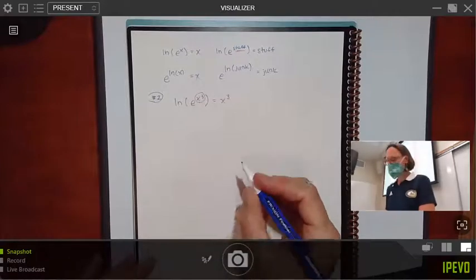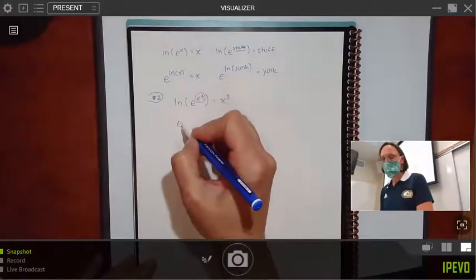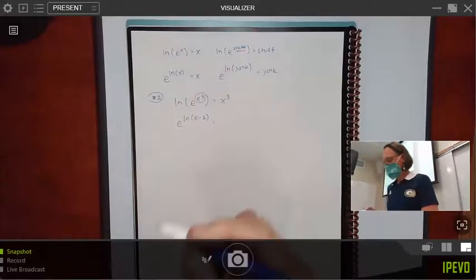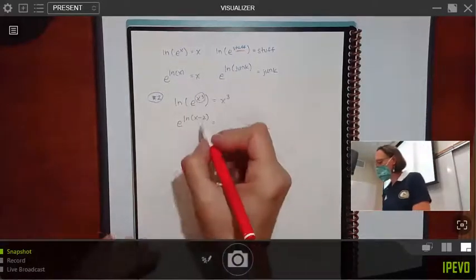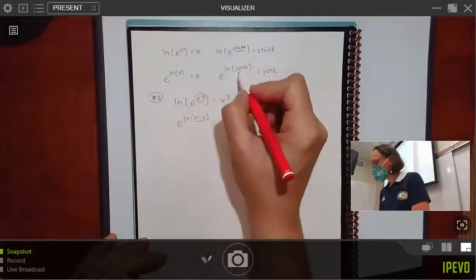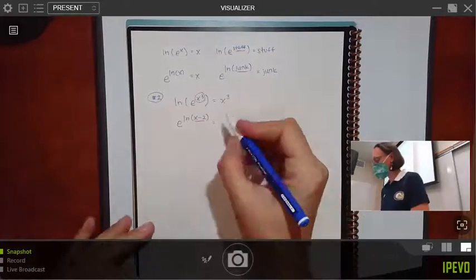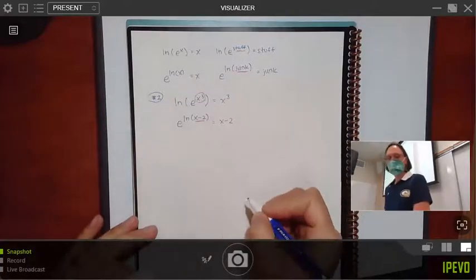If I look at e to the natural log of x minus 2, again here, that x minus 2 is sitting kind of like the junk. So e to the ln of x minus 2 is x minus 2.